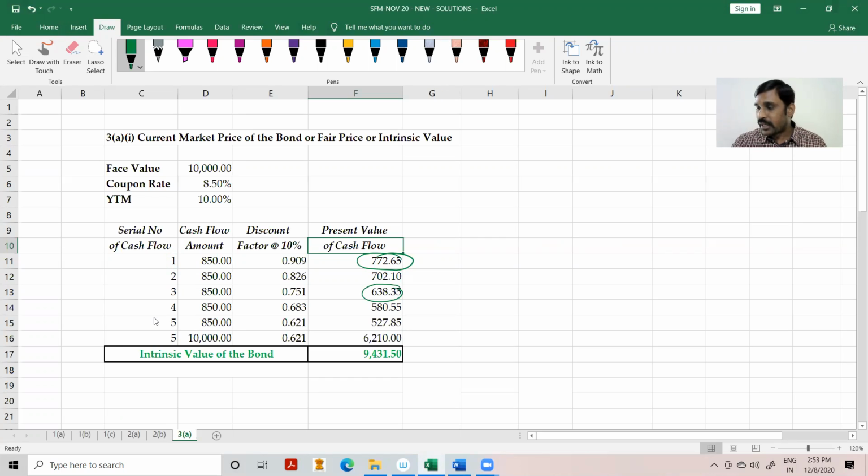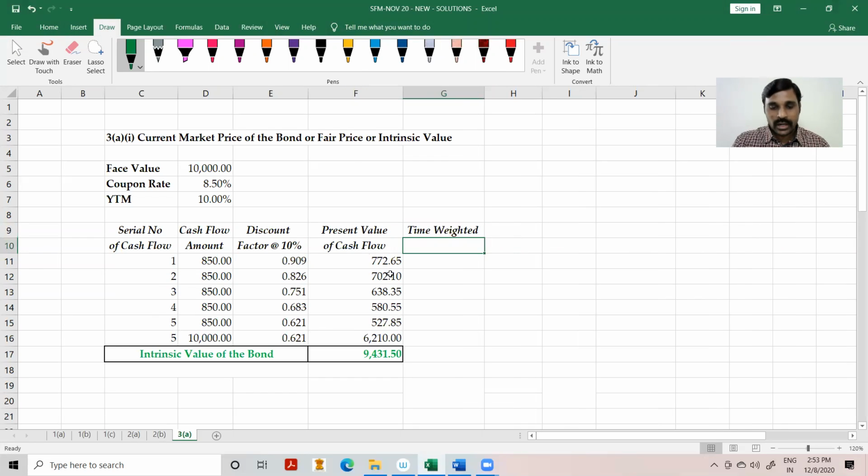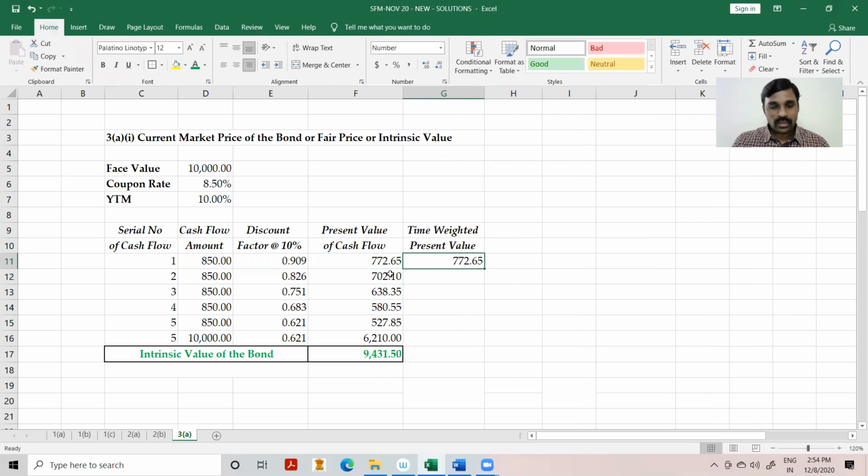So simply speaking, it is nothing but time weighted cash flow. Time weighted present value. So the time weighted present value is this present value multiplied by the serial number of the cash flow. Same thing, we'll copy the same thing. Okay, that will be done.